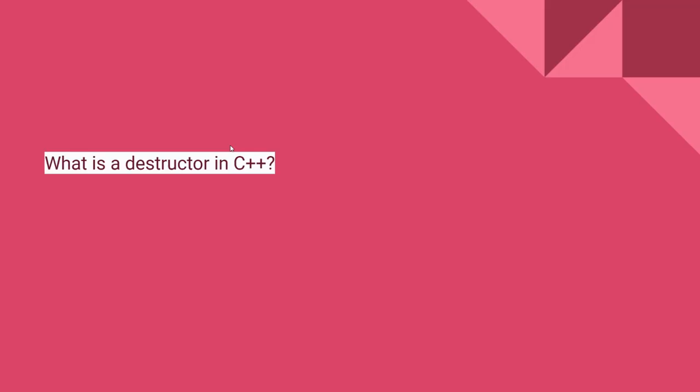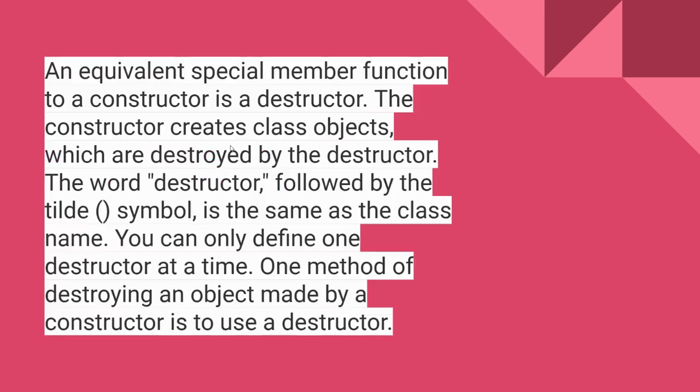What is a destructor in C++? This we will learn in detail in the next class. A small definition is there about a destructor. A destructor is an equivalent special member function to a constructor. The constructor creates class objects which are destroyed by the destructor. The tilde symbol is followed by the class name.